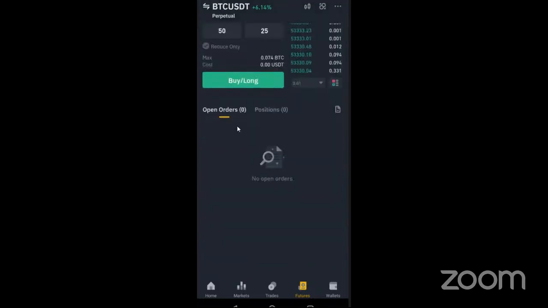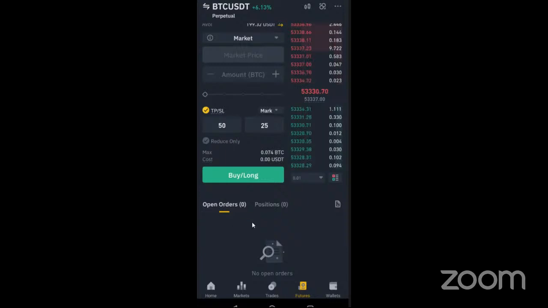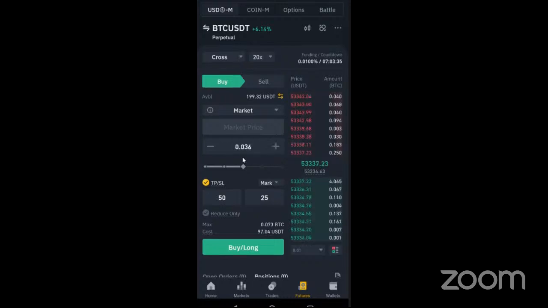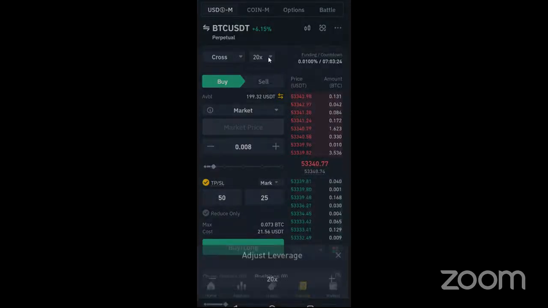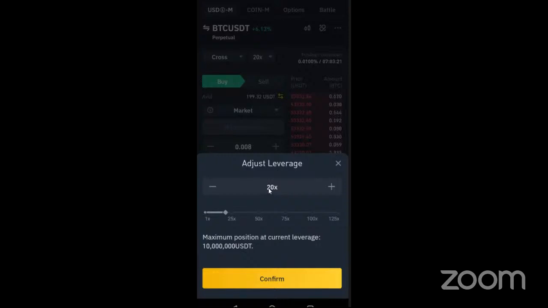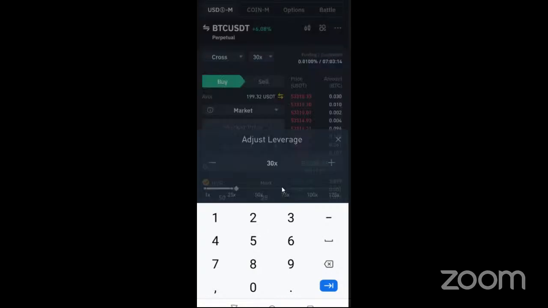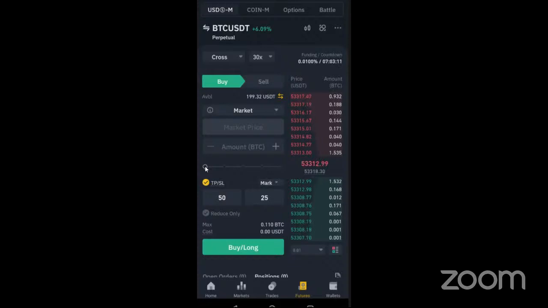Now, when you take trades, you are going to be able to see those trades. So let's just try to take one example of a trade right now. We are on BTC USDT, that is, we're on Bitcoin perpetual, and we want to buy at the current market price, and we only want to risk, let me just put about $30 here, 30x. Let me put 30x here, and then I'm going to just risk about 5%.